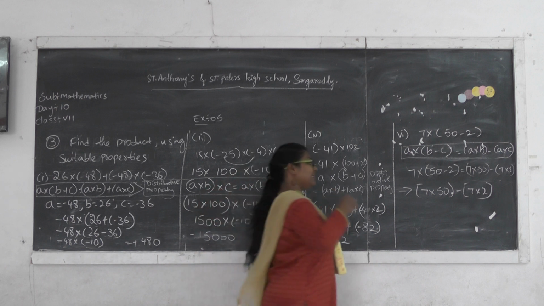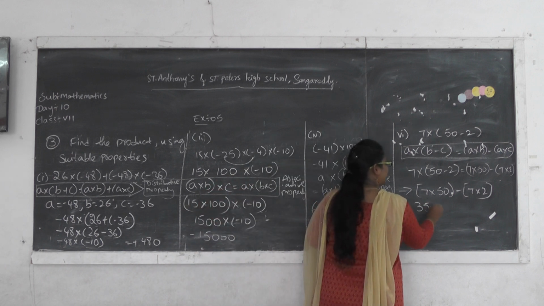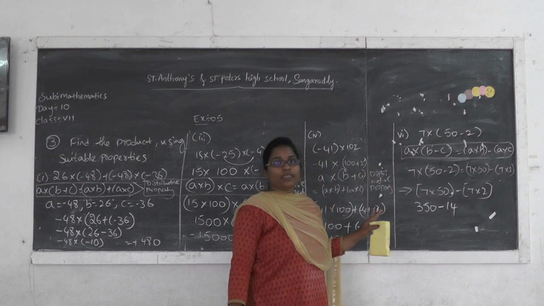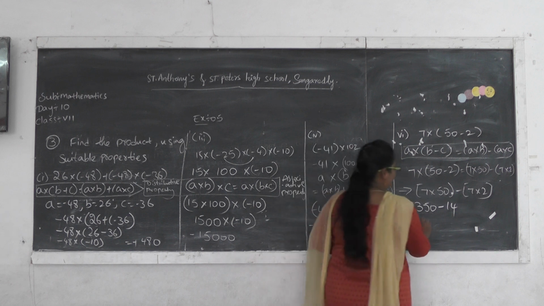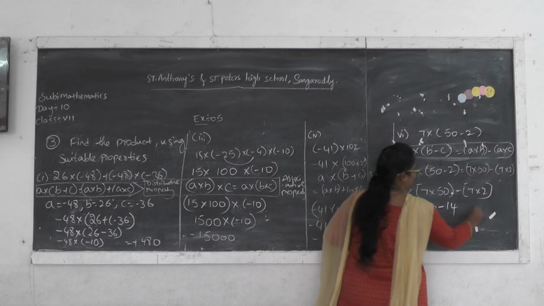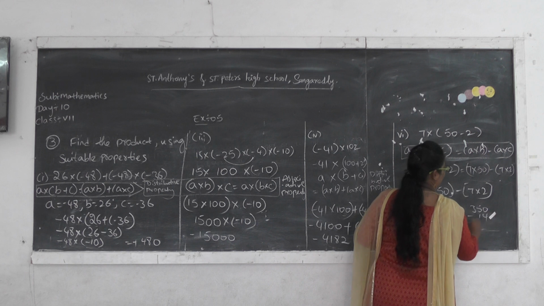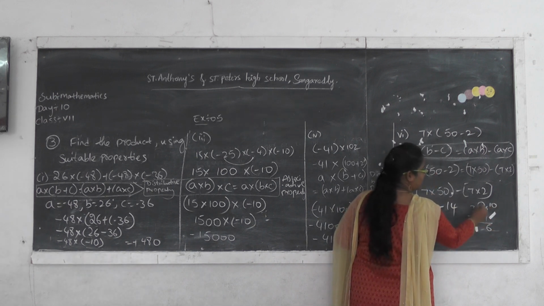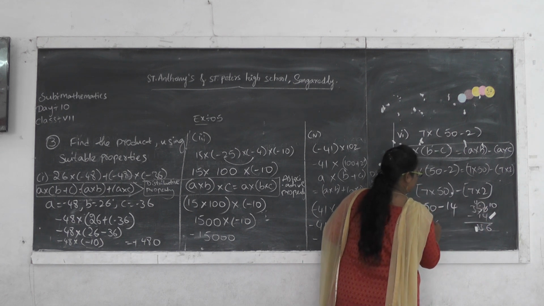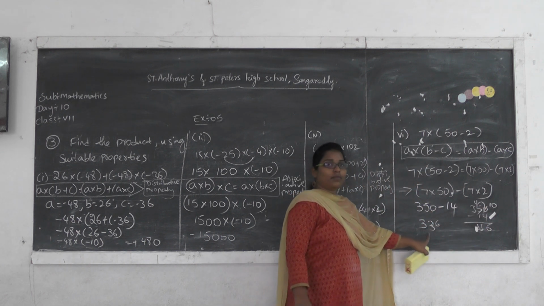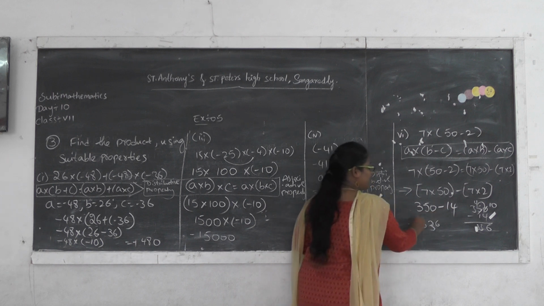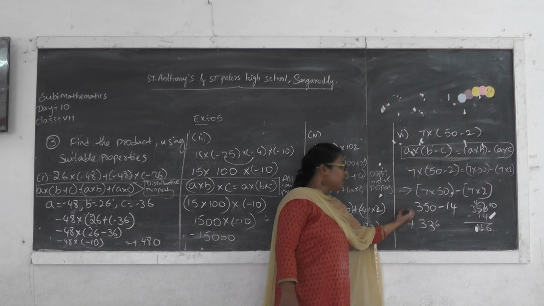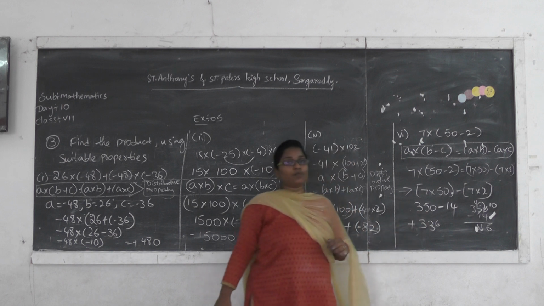7 50s are how much? 350. 350 minus 7 2s are 14. 350 minus 14, how much? 336. You just have to do the subtraction: 10 minus 4 is 6, 4 minus 1 is 3. So 350 minus 14 is nothing but 336. One is a positive integer, one is a negative integer, so the result is positive because the greater numerical value is positive.